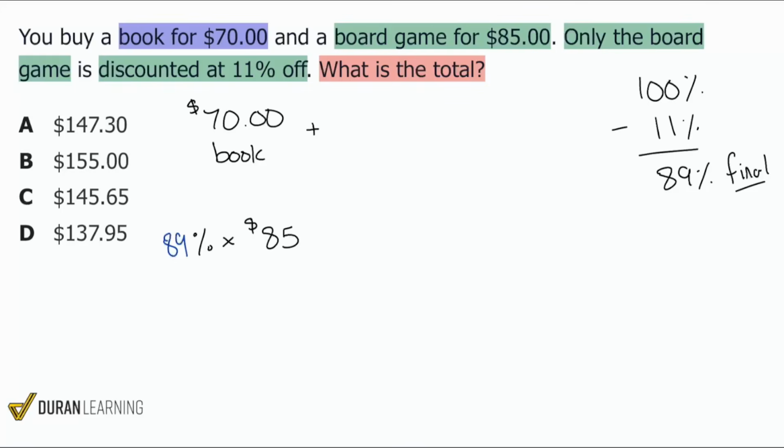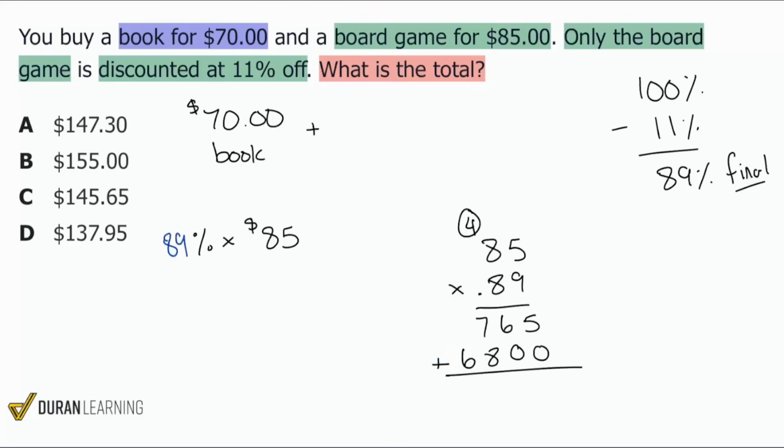85 multiplied by 89%, so 0.89. 5 times 9, that's going to give us 45. Then 8 times 9 will give us 72. Carry the 4 is 76. We'll place a 0 so we can work with the 8 now. So we have 5 times 8, that's 40. Carry the 4. 8 times 8 is 64. Carry the 4 is 68. Add this up, and we have 5, 6, 7 plus 8 is 15.